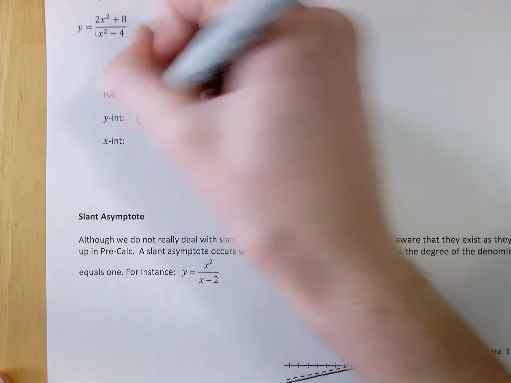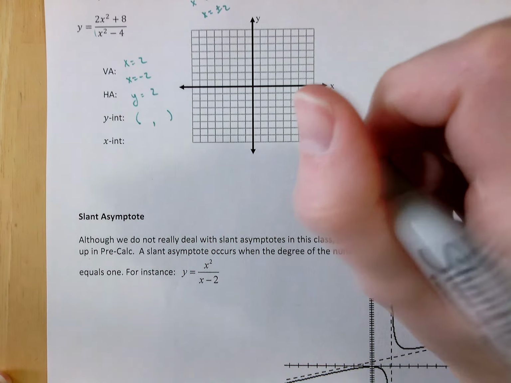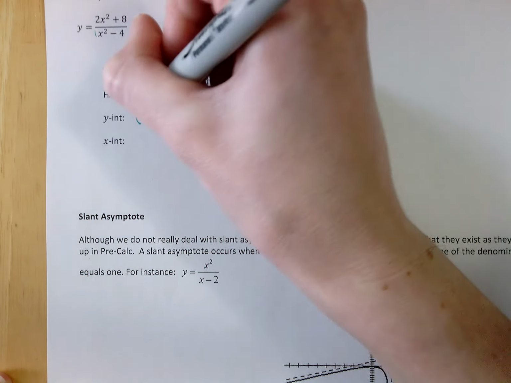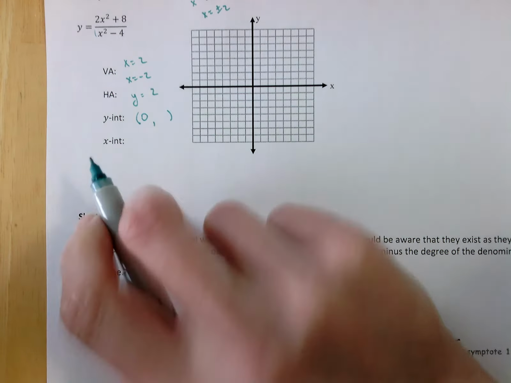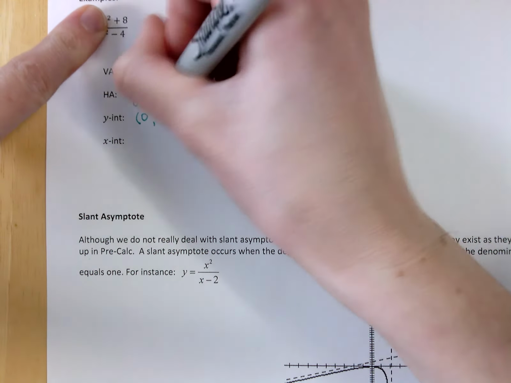All right, y-intercept. The y-intercept always has an x coordinate of 0. Plug in 0 here, these go away. 8 divided by -4 is -2.